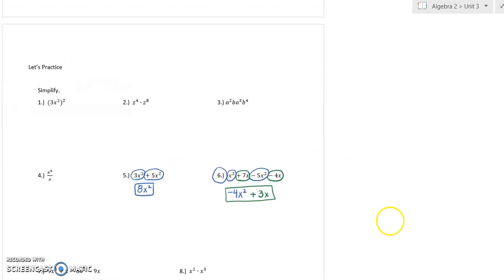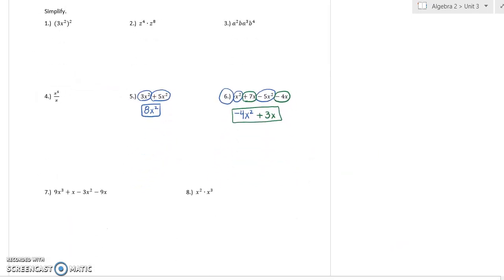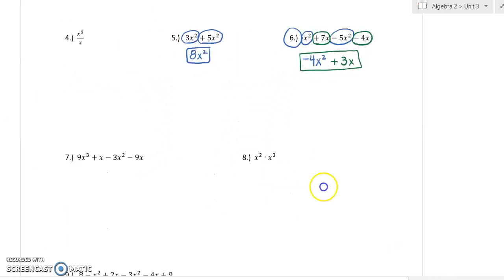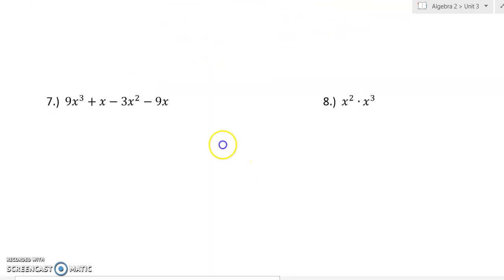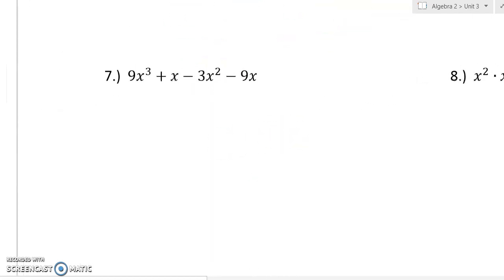All right, let's see what else is there. Okay, so number 7 also has plus and minus signs, so we can add and subtract like terms. And here's what we have. We have a 3x to the third. There's nothing to combine with that, so I'll just write 9x to the third.